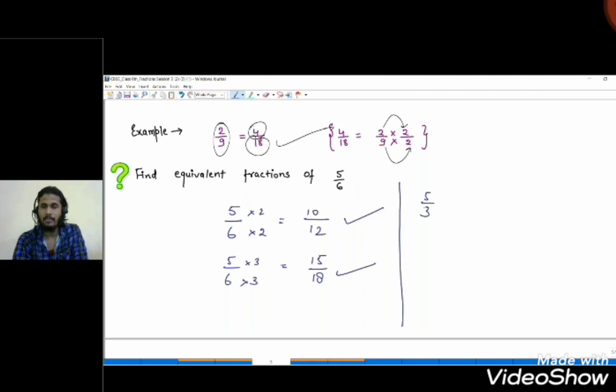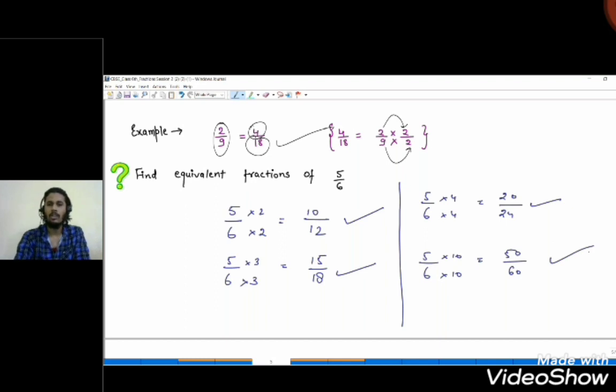5 upon 6 is the fraction that is given to us. If we multiply the numerator and the denominator by the same number, we get the equivalent fractions of it. So what if we multiply the numerator by 4 and at the same time the denominator also by 4? We are going to get 20 in the numerator and 24 in the denominator, that's 20 by 24. Let us say we multiply both the numerator and the denominator by 10. So we'll get 50 in the numerator and 60 in the denominator, thus 50 by 60 is a new equivalent fraction. Many equivalent fractions.